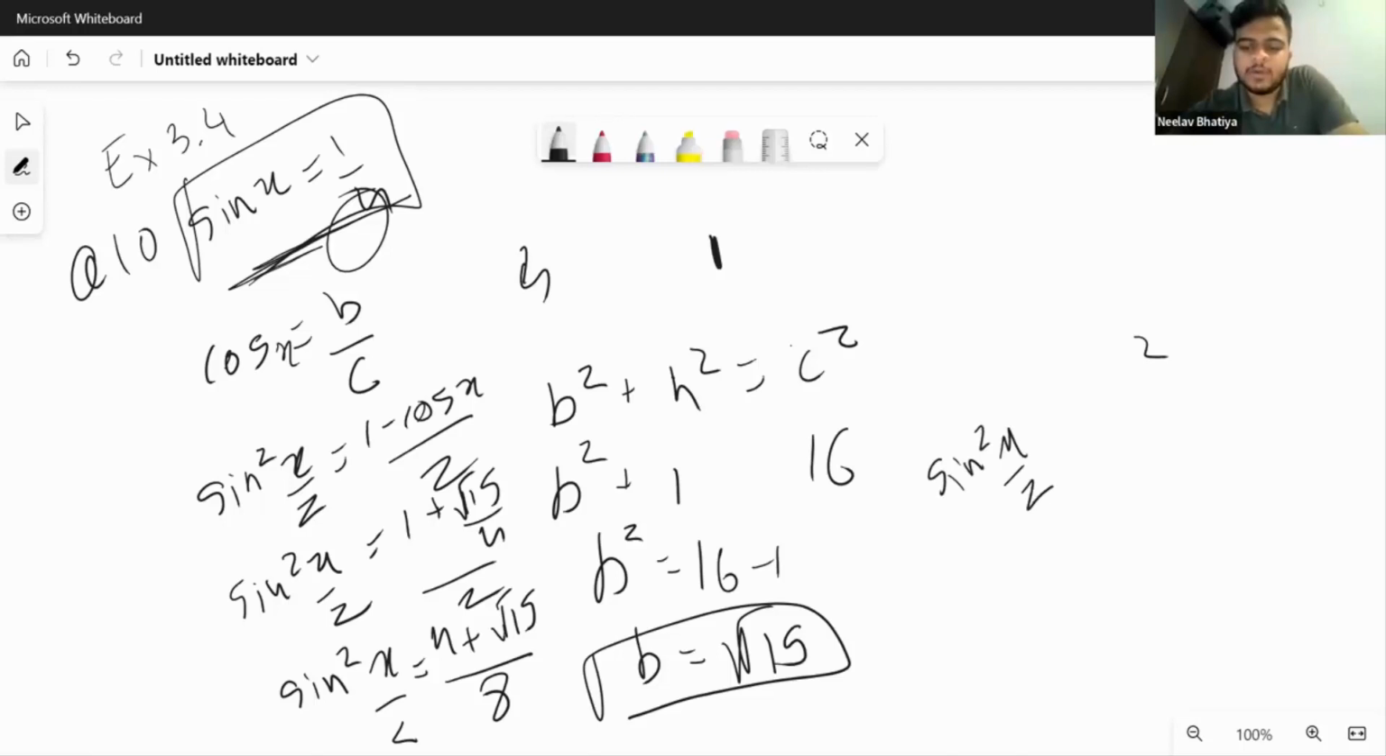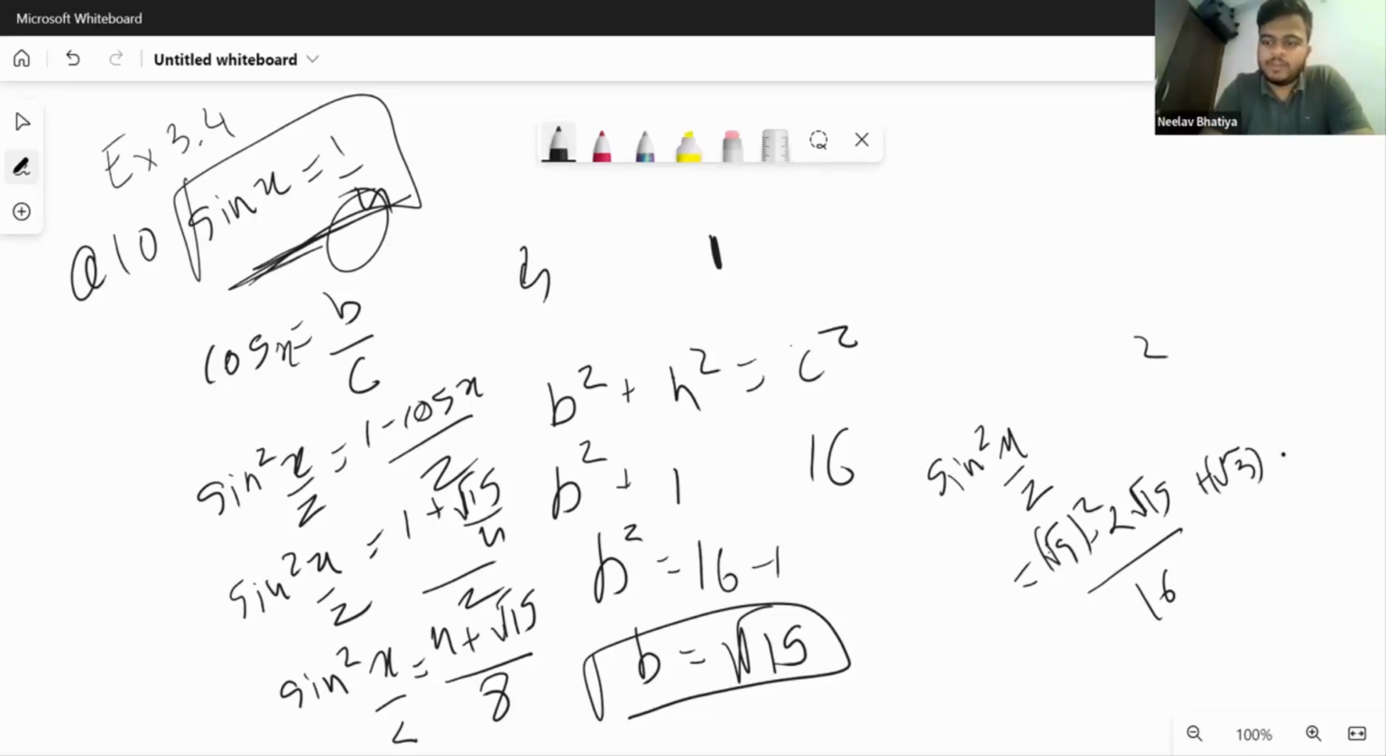Rather than doing that, write sine square x by 2 as equal to 8 plus 2 times root 15 upon 16. I have done nothing, but I have multiplied the denominator and numerator with 2. Can you write this 8 as being equal to root 5 square plus root 3 square, and this root 15 then becomes root 5 into root 3. The formula for a plus b whole square is turning up here, right? Could we write the numerator then as root 5 plus root 3 whole square, and the denominator is equal to 4 square? Correct.